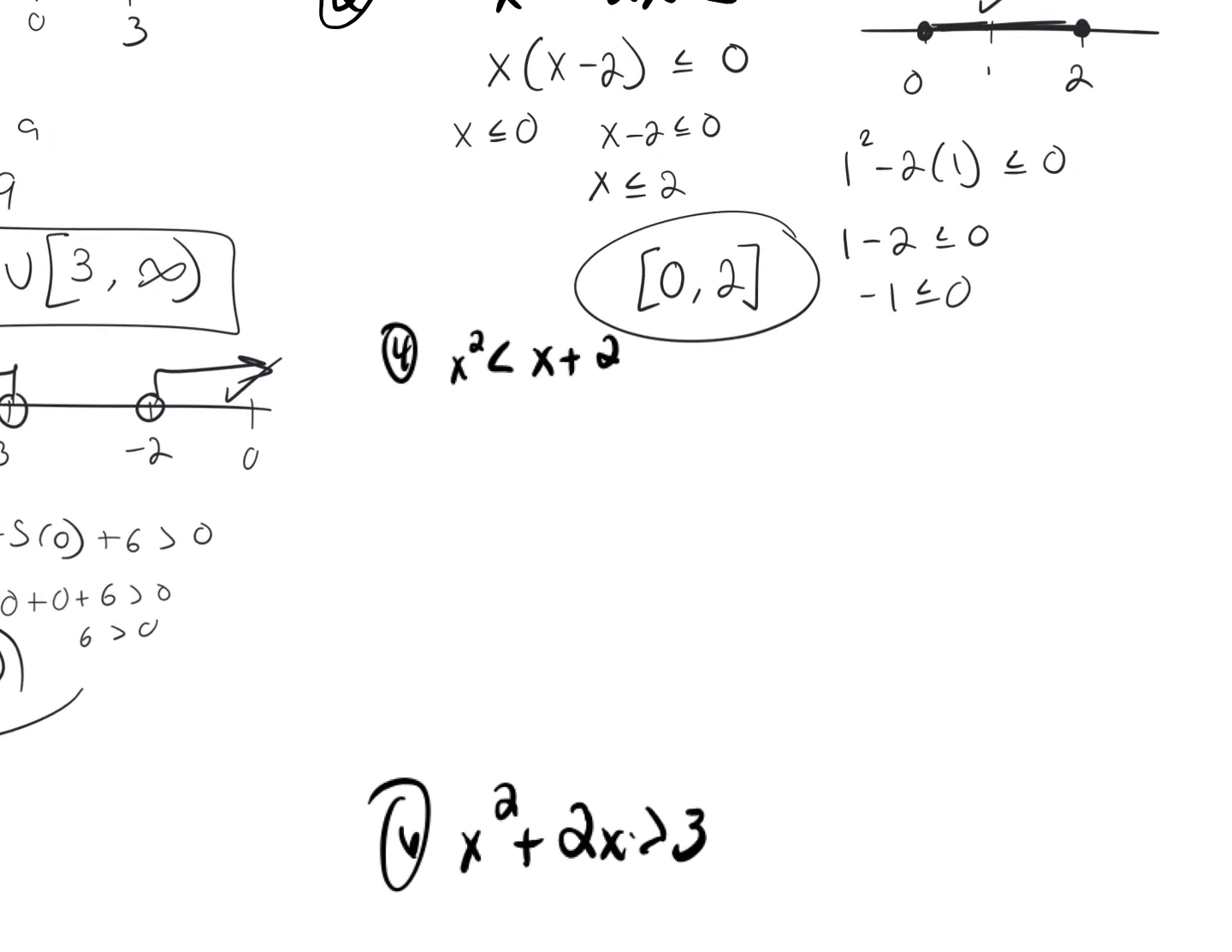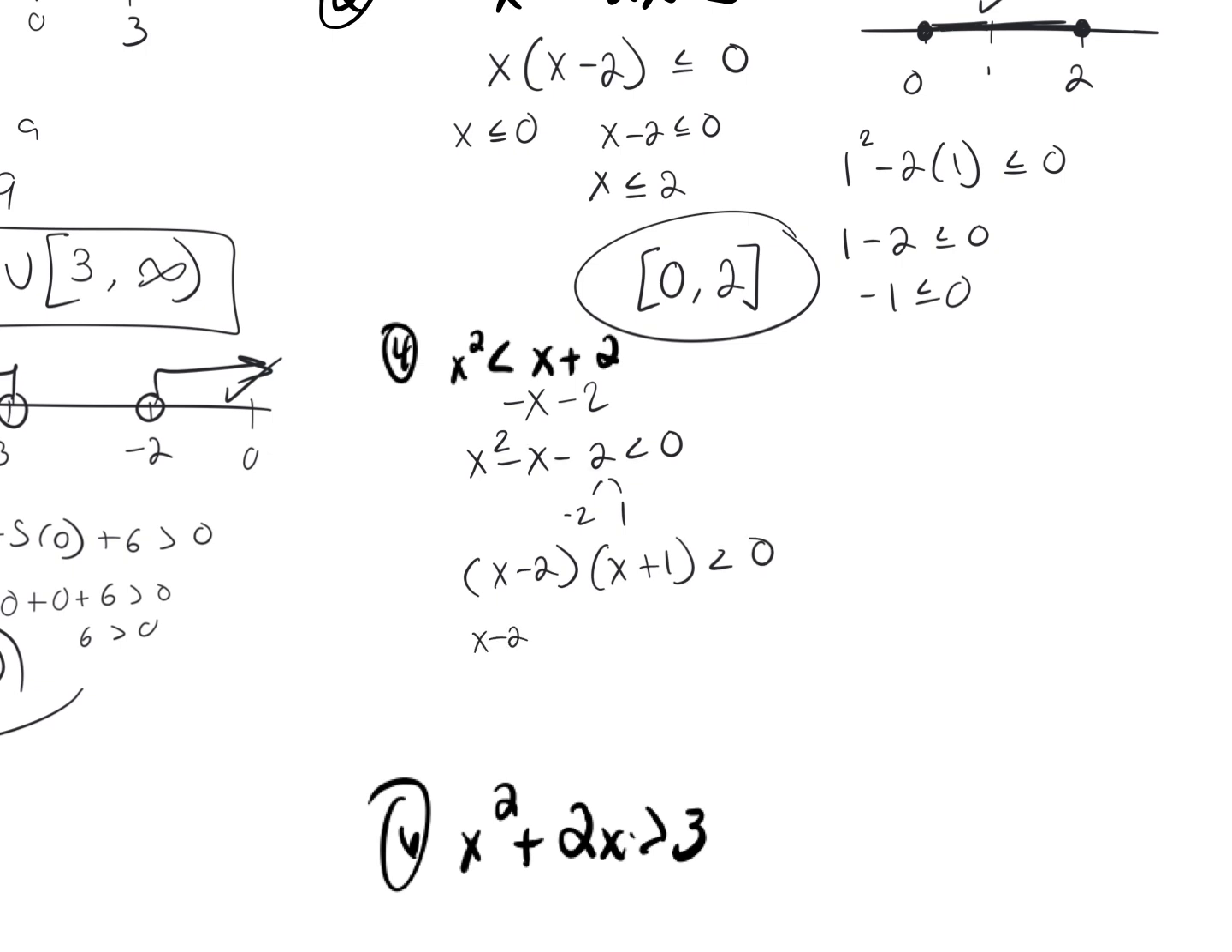All right. For number 4, I'm going to go ahead and subtract the x, subtract the 2, and I get x squared minus x minus 2 is less than 0. So we're going to look at factors of negative 2. So negative 2 and 1. They multiply to negative 2 and add up to negative 1. So we get x minus 2 times x plus 1 is less than 0.